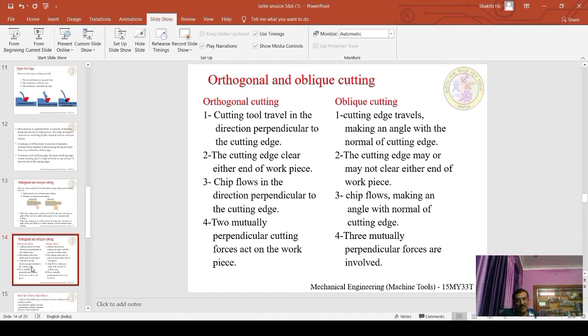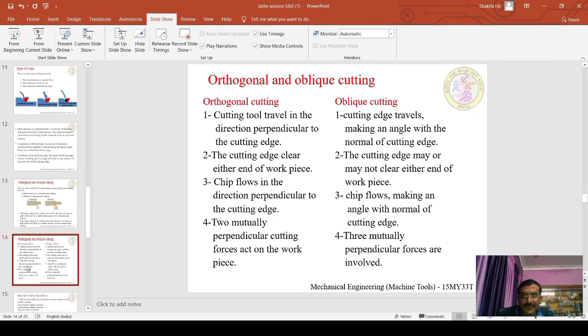In orthogonal cutting, two mutually perpendicular cutting forces act on the workpiece, so it is called orthogonal cutting. In oblique cutting, three mutually perpendicular forces are involved. These are the fundamental differences between orthogonal and oblique cutting.